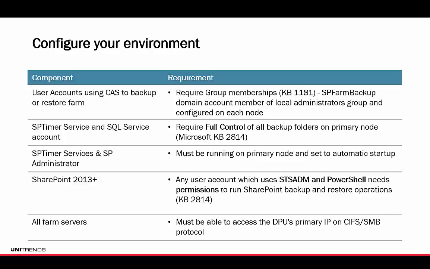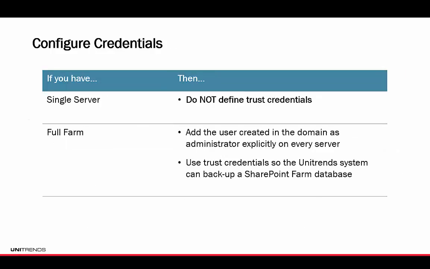All farm servers must be able to access the DPU's primary IP address. They must also be able to use the CIFS or Samba share protocols, or the NFS protocols. If you can't go to your SharePoint server, open up a File Explorer window, go back to your Unitrends appliance and see your Samba share, something's wrong. You probably won't get any backups. So make sure you can do that from all farm servers. They should be able to access the Samba share on your primary DPU, wherever you're backing these things up. They should be able to get to that IP address.